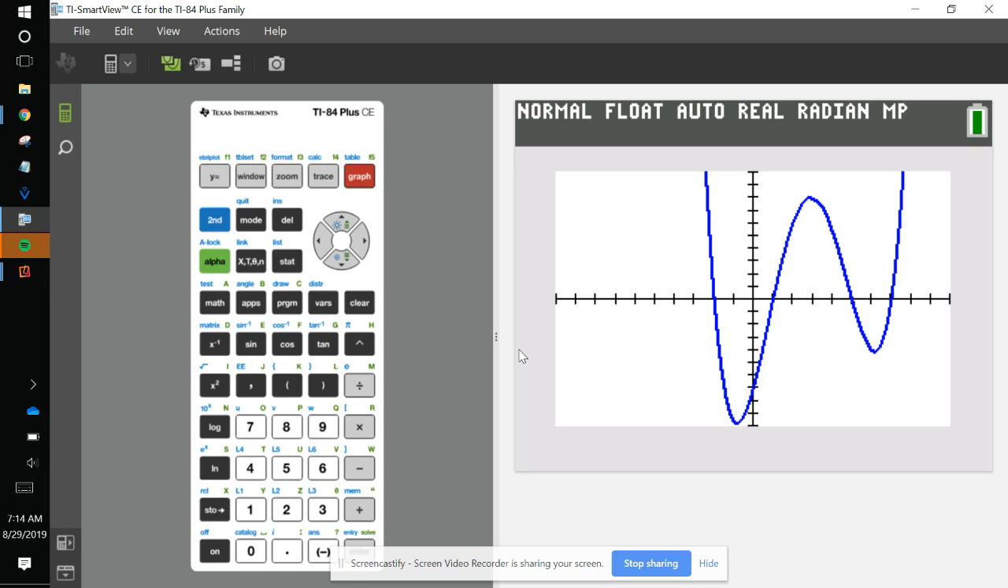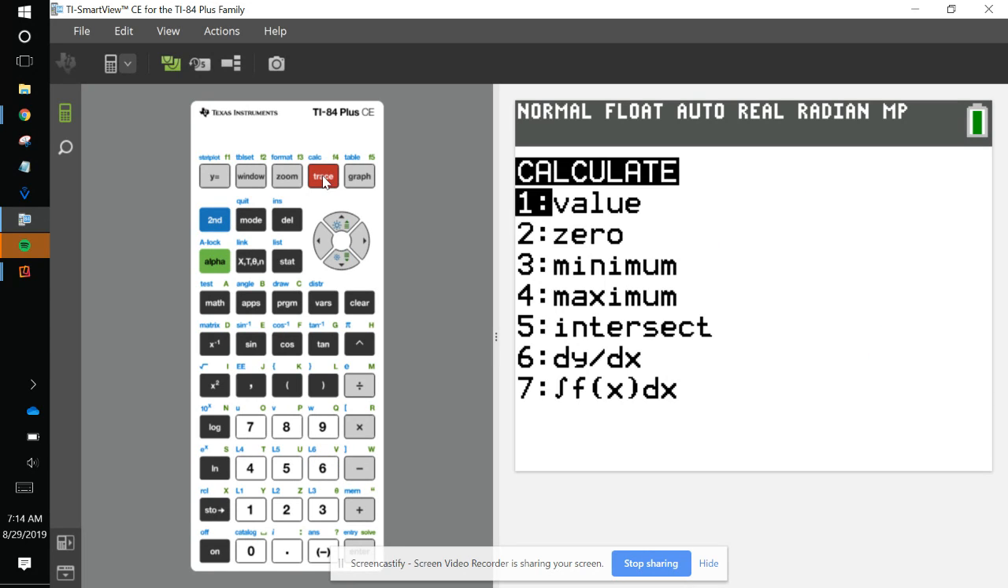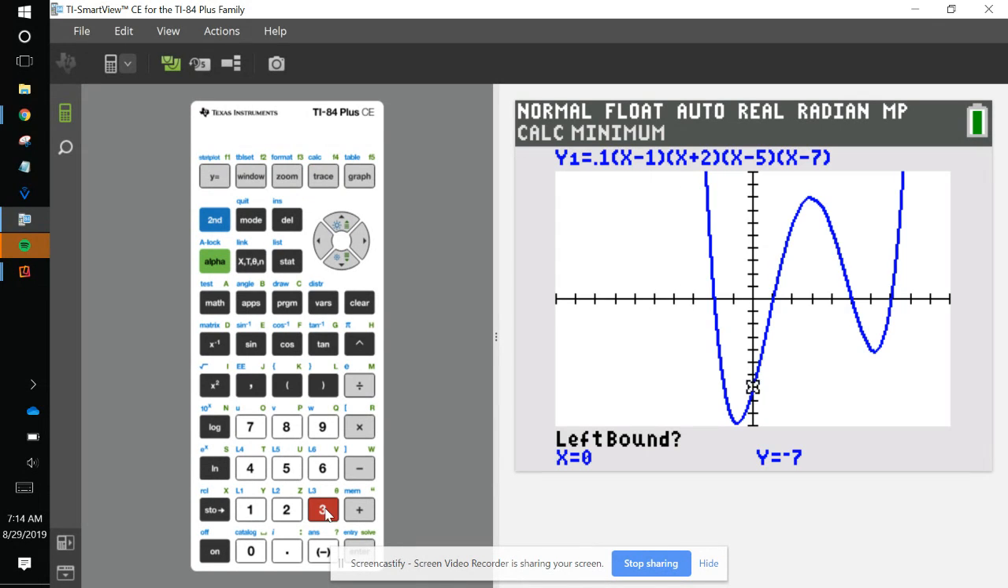If you can't see your graph nicely, I notice my window's at -10 to 10, -10 to 10 range. So if you press zoom 6, it'll always turn your window back to that -10 to 10, -10 to 10. I'm going to look at this first relative max or min, and it's a min because the graph changes from decreasing to increasing. The way I'm going to do this is press second trace, and you see where it says minimum, number 3. I'll press number 3.